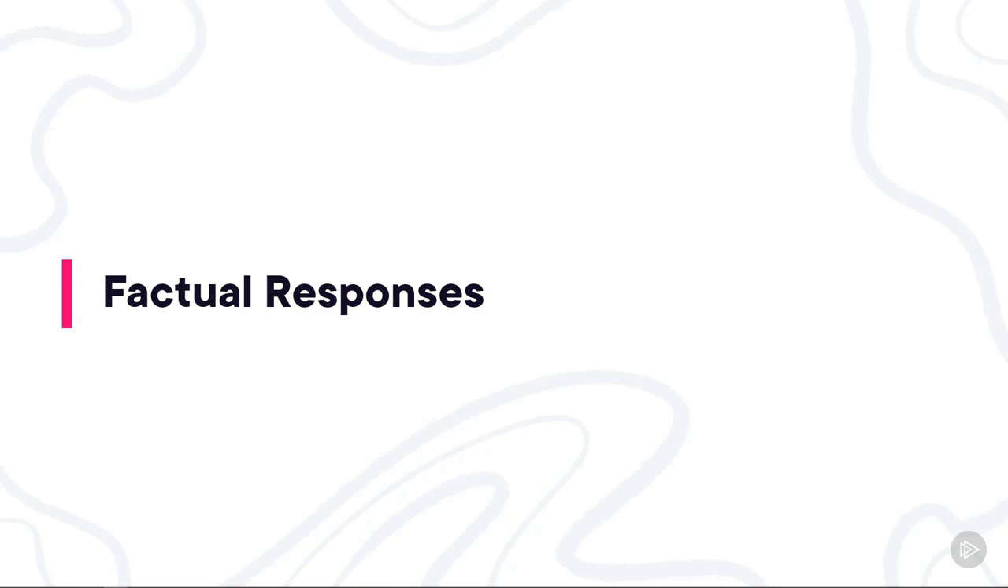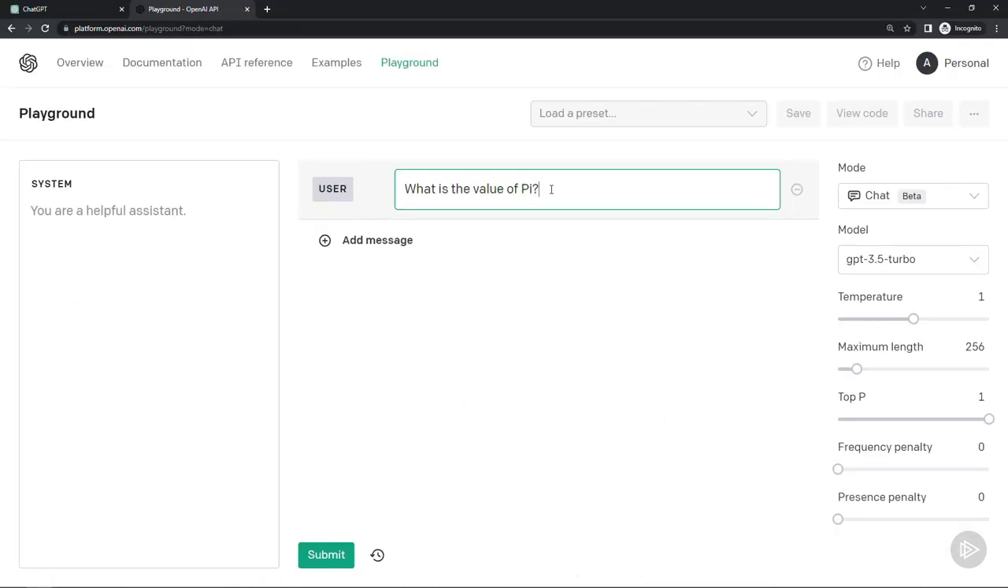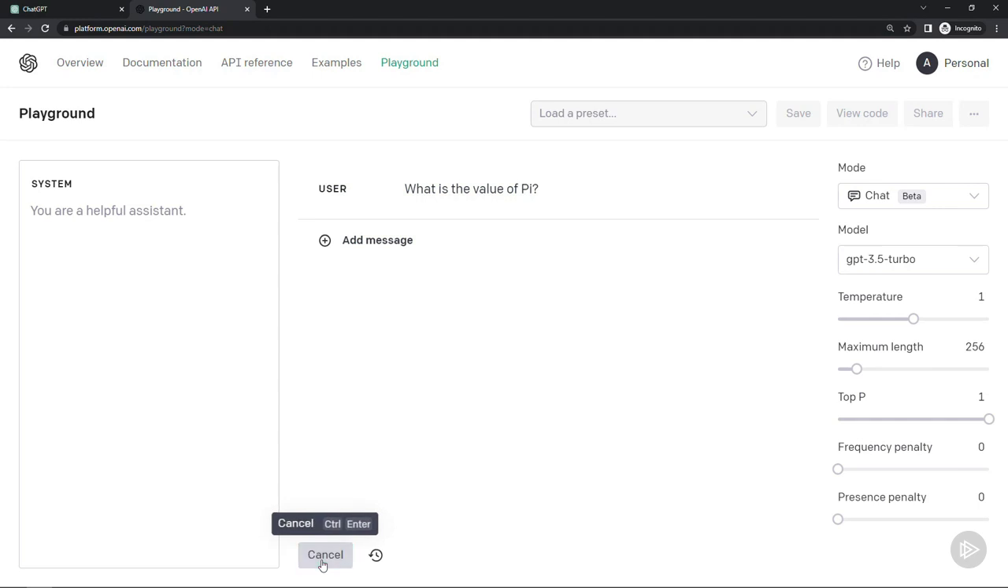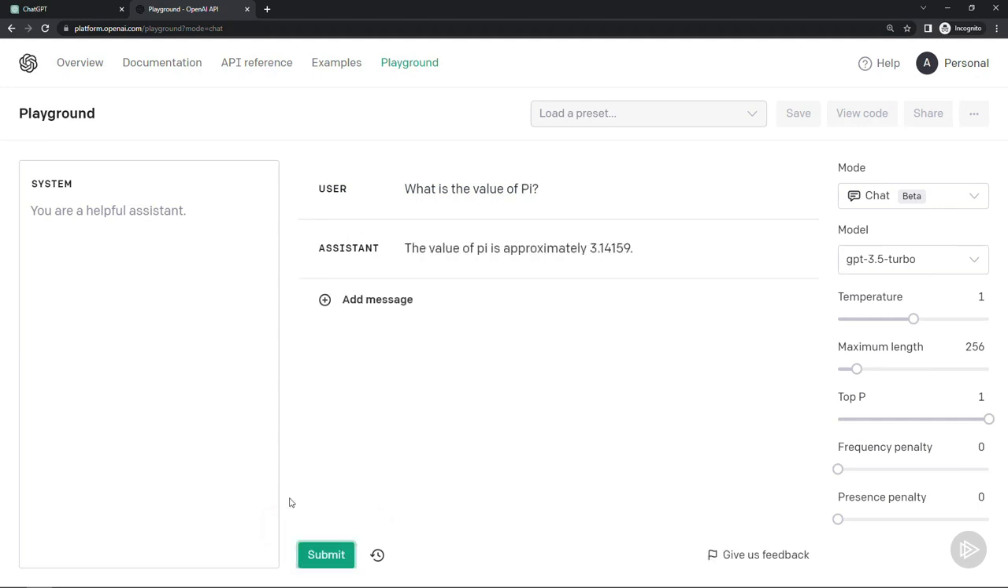Starting with factual responses, or basically asking questions and getting answers. For a straightforward question and answer, we can say, what is the value of pi? And there we get the response as we would expect. But for these types of prompts where there is a factual response, you might know that sometimes it doesn't quite get it right. It can hallucinate or make things up, and it can sound very confident when it does that.